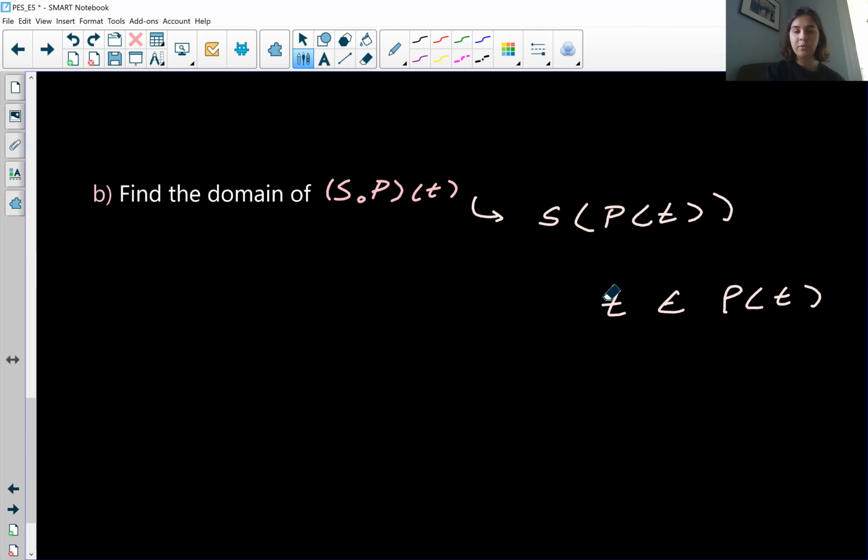And then, so we're going to get a result there. And so whatever that result is needs to be in the domain of S, because if it isn't, then we're not going to get an outcome. So P of t needs to be in the domain of, I guess, yeah, I'll just write that as S of P. Okay, so essentially we need t in the domain of the first function, and then whatever we get there needs to be in the domain of the outside function.